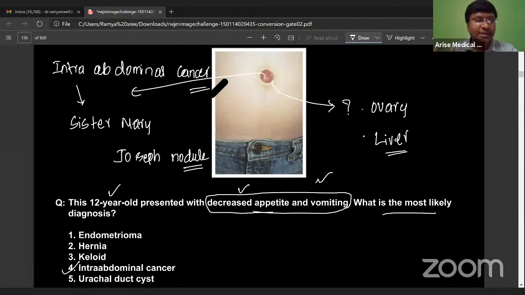Sir, how can we tell? Why not the hernia? Why not keloid? See, the description is very clear. That is decreased appetite. So where will you have this particular decreased appetite? Mainly in case of an individual with an underlying malignancy. So this is the catch of this particular question, right? Now we will move on to the next question.